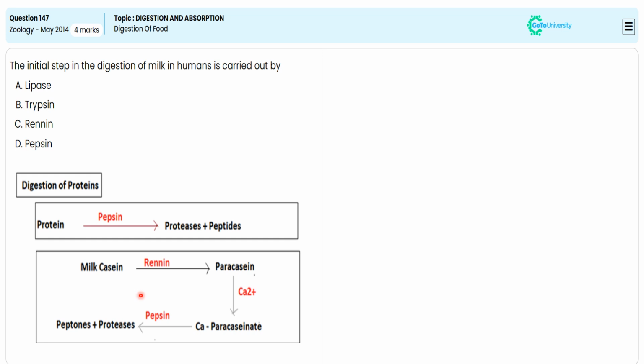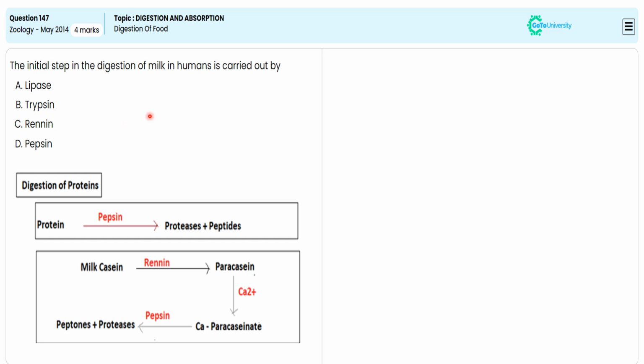With this specification, we are choosing option C. Renin is the correct answer. Why? Because renin is an important enzyme facilitating the human milk protein digestion, unlike lipase, trypsin, and pepsin. So we are choosing option C as the correct answer to secure 4 marks.